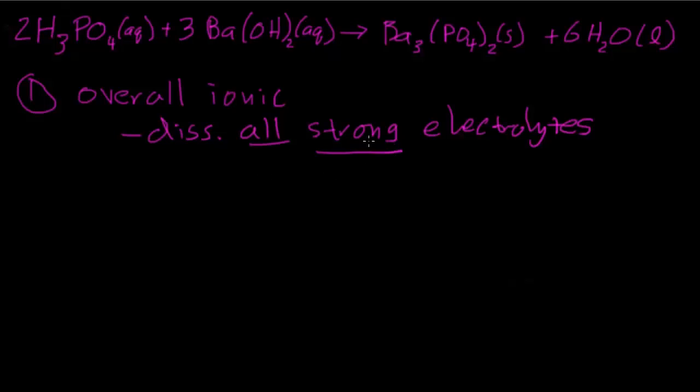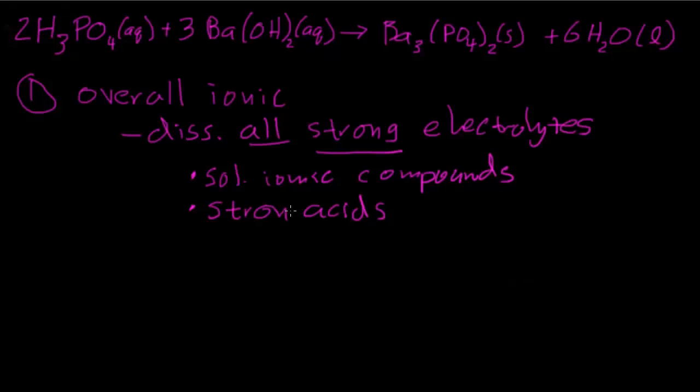So let's just remind us, what are things that are strong electrolytes? Because we're going to need to know that. Things that are strong electrolytes are all soluble ionic compounds. All soluble ionic compounds are strong electrolytes. Also strong acids. So if you're not on this list, then you're not going to be a strong electrolyte. And when we write the overall ionic equation, we are not going to dissociate those.